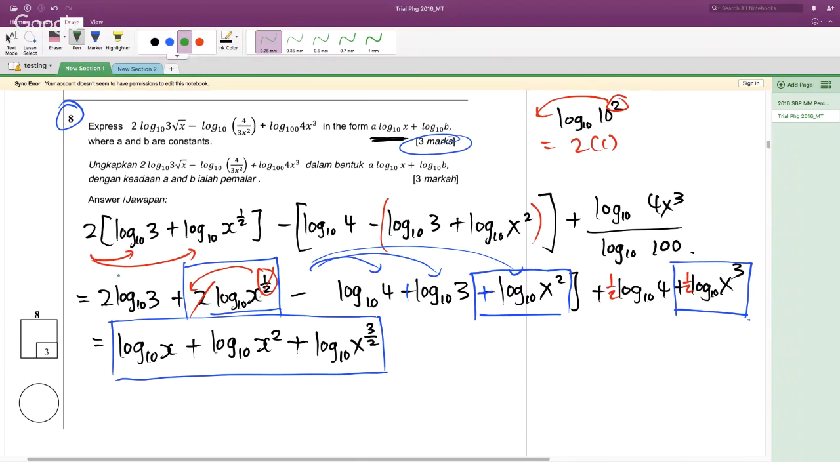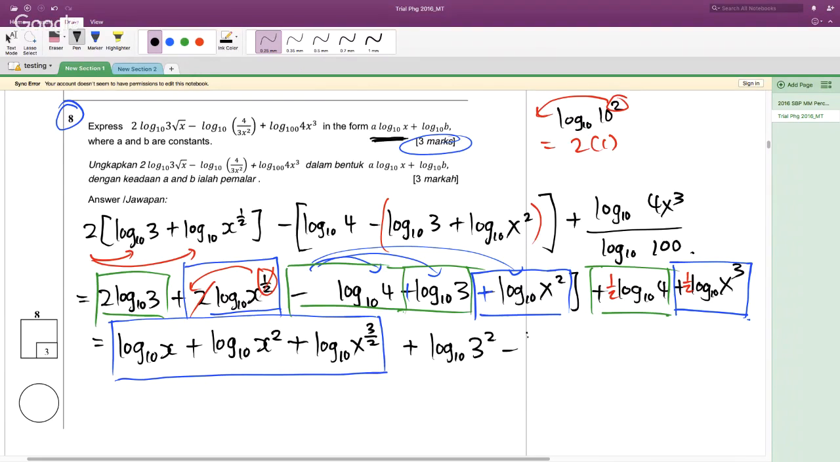And then now I will join together the constants, which are the terms without the x. All right, these are all the terms without the x here. I hope you can see that it's not too messy. So this one is plus log 10, 3 power of 2, minus log 10, 4, plus log 10, 3, plus the half I move to the top is log 10, 4 power of half. All right, then we're almost done.